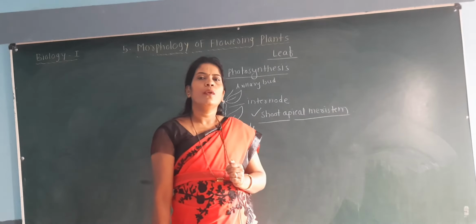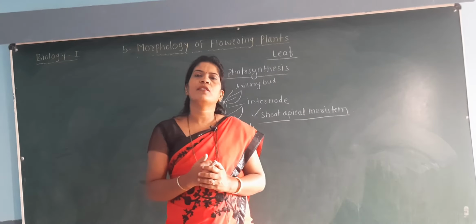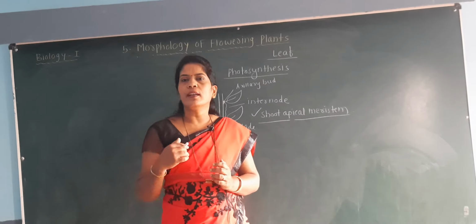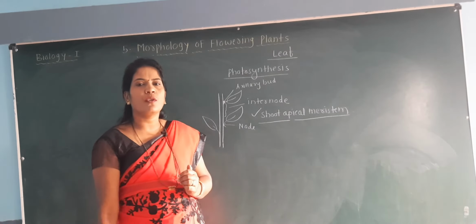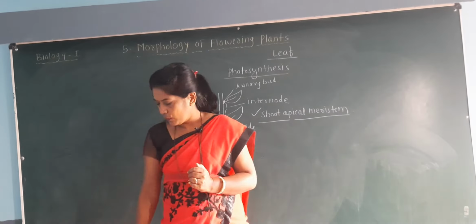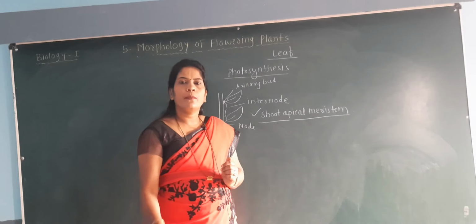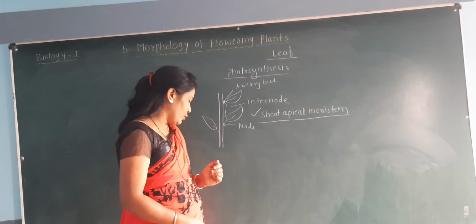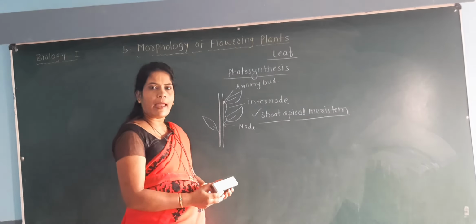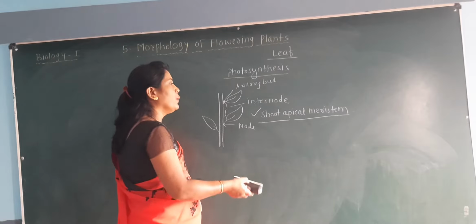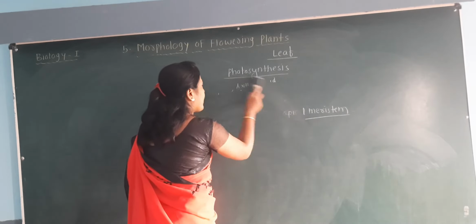Okay. Now we will see in detail the structure of the leaf by drawing a diagram on the board. Then you will get an idea about the parts of the leaves. Okay. So see here, if there is a question asked to you from the theory point of view, draw a neat labelled diagram of the leaf, then you can draw any diagram of the leaf.